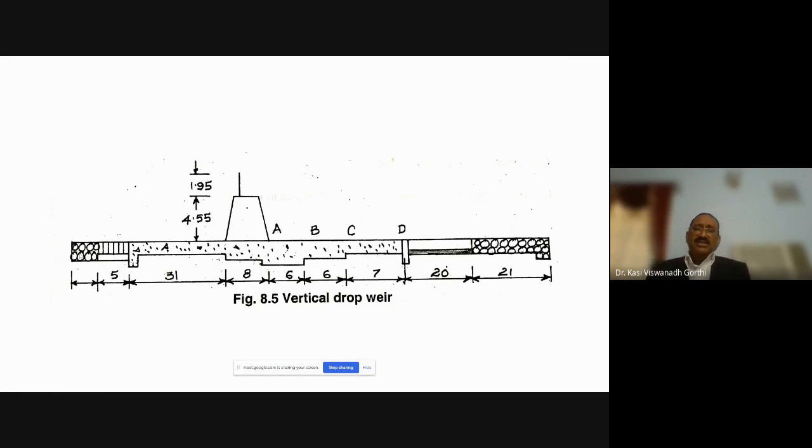So once the structure is designed based on the above principles, this must once again be checked for the Khosla's method of independent variables, and check whether all the pressures are within the permissible pressures or whether the thickness provided is sufficient to take care of the pressure or not, will be decided based on the Khosla theory. So this is how the design of a vertical drop weir and the design principles are taken up. So I stop here.